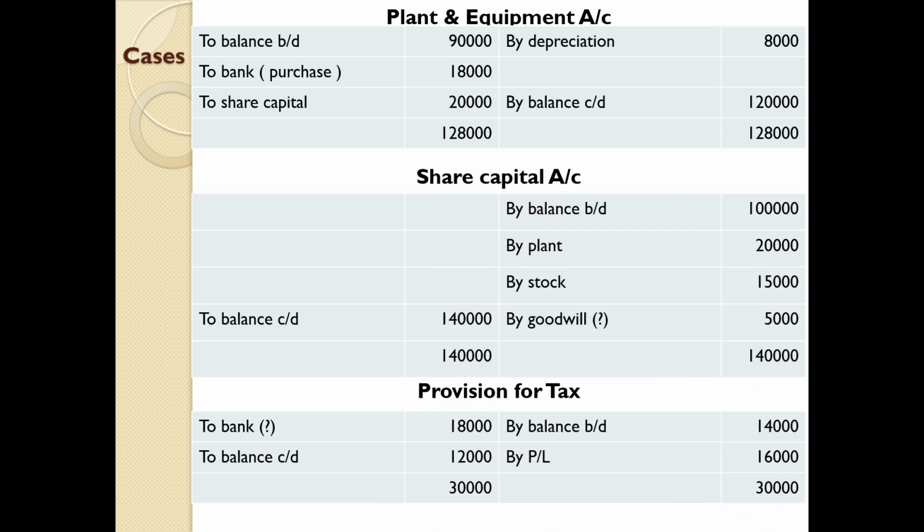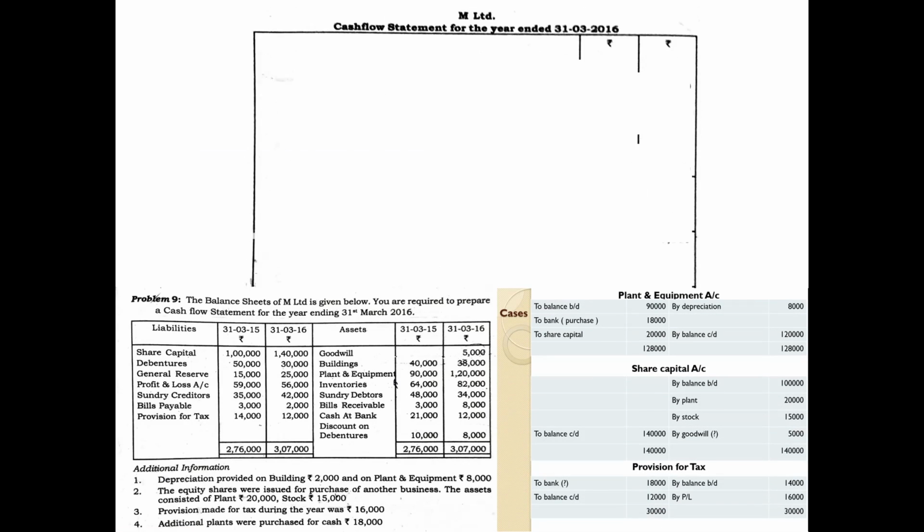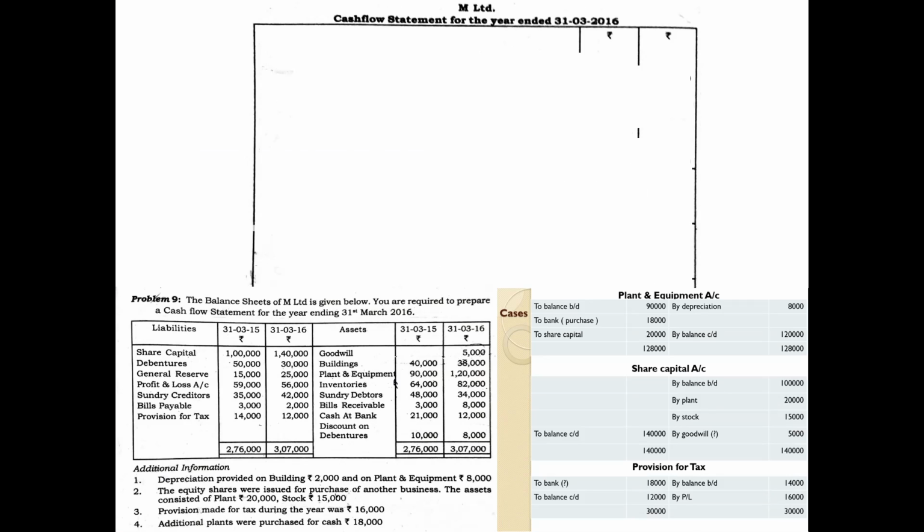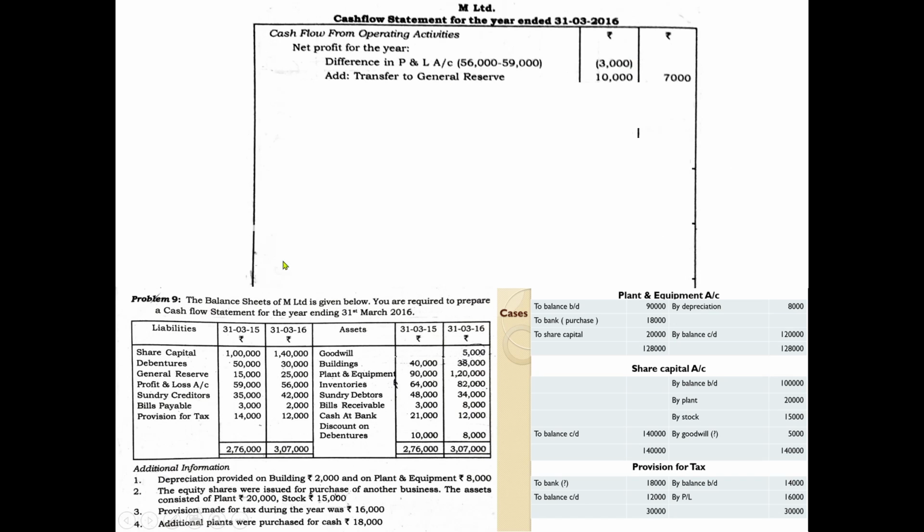Okay, so let us proceed with the cash flow statement. We will begin with the preparation of the cash flow statement. First of all, profit and loss account during the year. Net profit for the year, 56,000 minus 59,000, minus 3,000. Here also there is a loss of rupees 3,000. Next one, add transfer to general reserve, since there is a general reserve and the difference amount is considered as transfer to reserve.